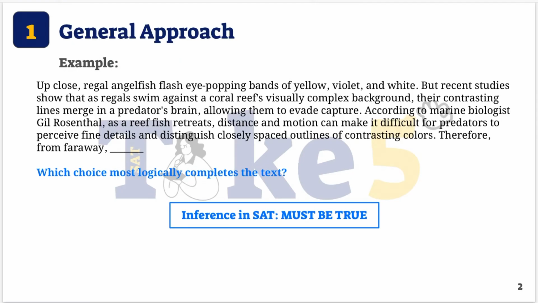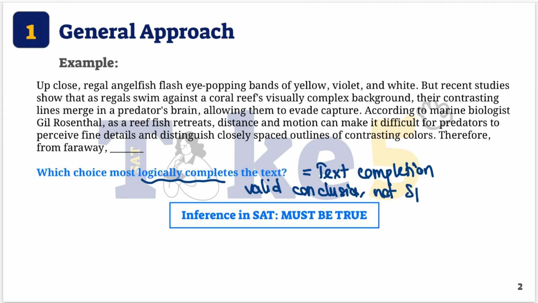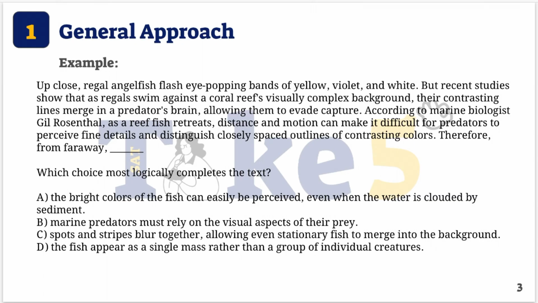The inference question usually comes with this question: which choice most logically completes the text? So sometimes they are called text completion questions. Either way, they ask you to find a valid conclusion using given information without speculation. So a good rule of thumb to remember is an inference made from the given text must be true. Let's solve this question with a general approach first.